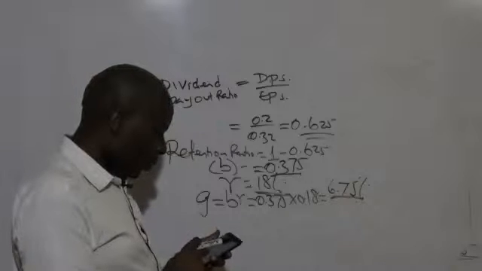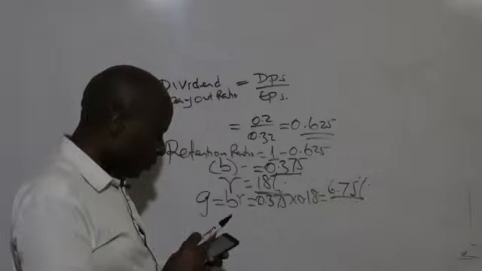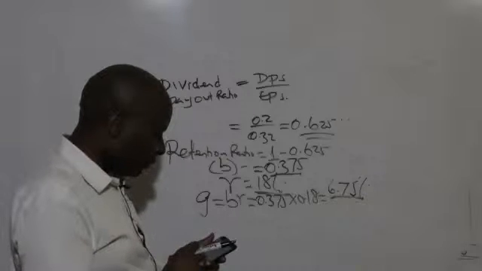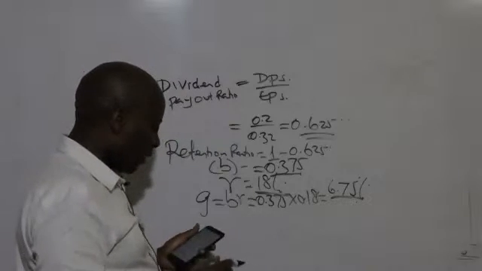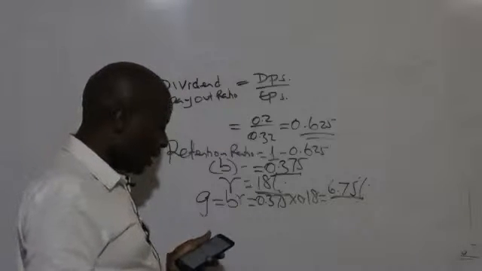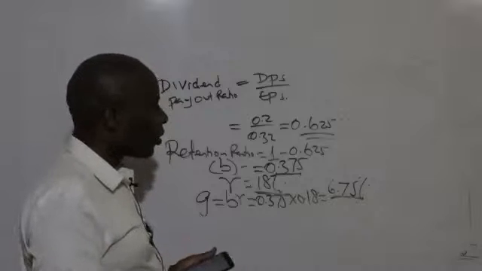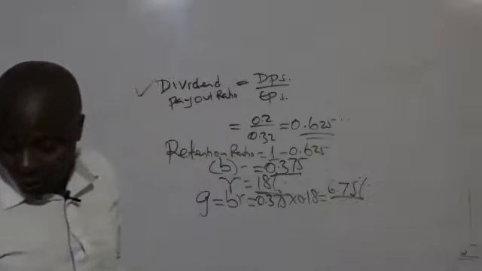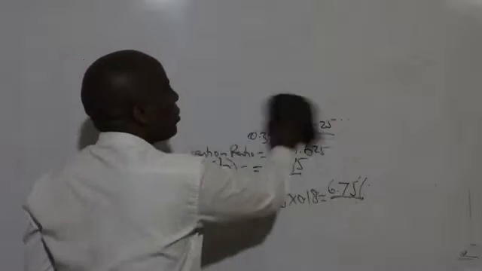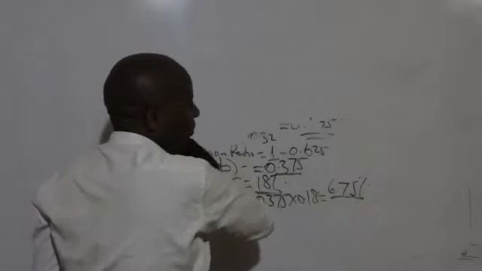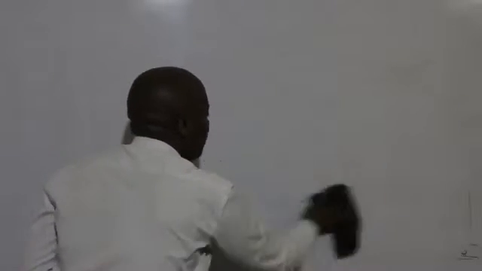Now, straight away, they wanted us to estimate the rate of growth in dividends. That we have done very well. Now go to B, where they want us to estimate the cost of equity. So B, cost of equity, that is as easy as a leisure walk in the park.